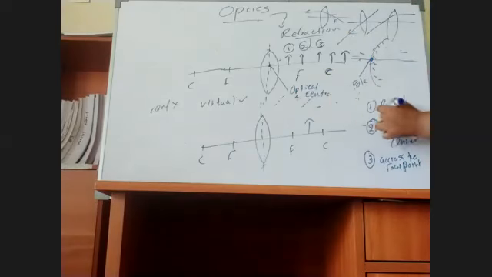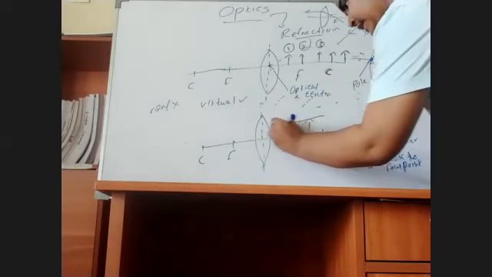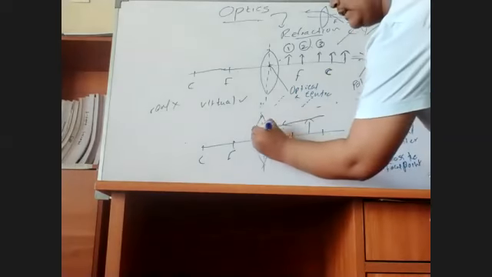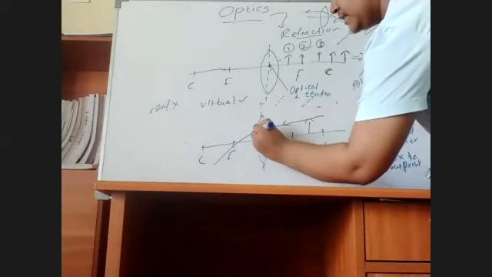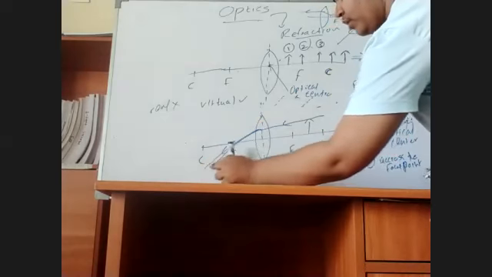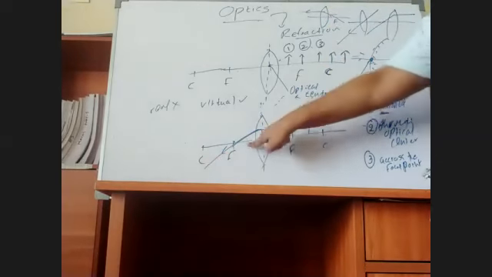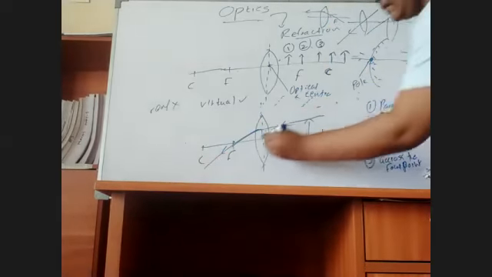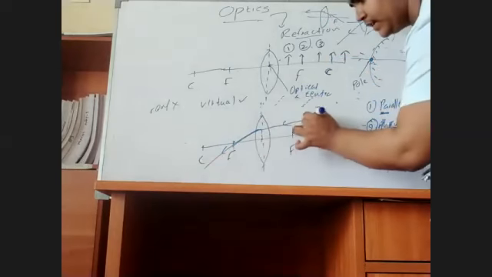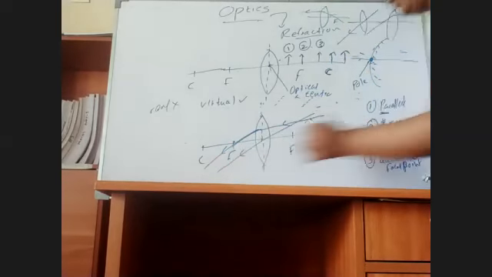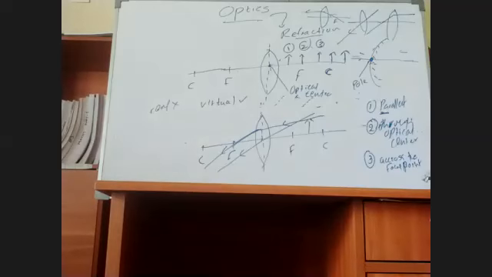Now, the first step, a parallel line is passing, and then what will happen? It will refract across the focal point. Then, the second ray will pass across the optical center, but it should always touch the tip. Here I draw like this. So what will happen?